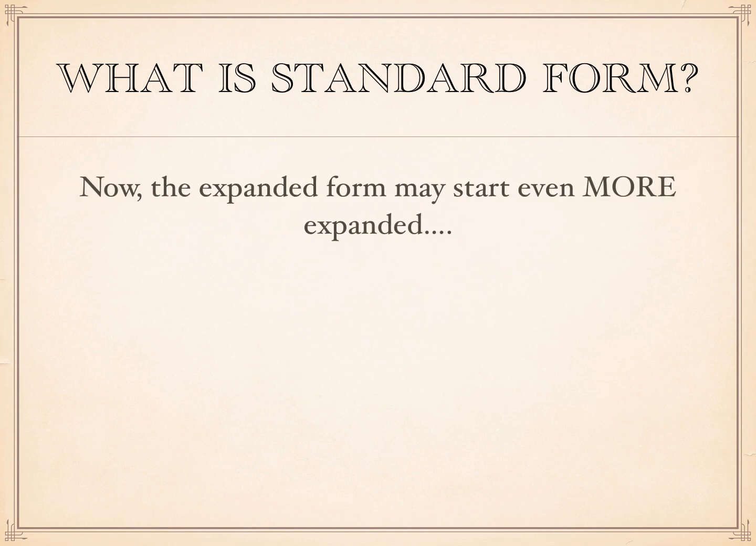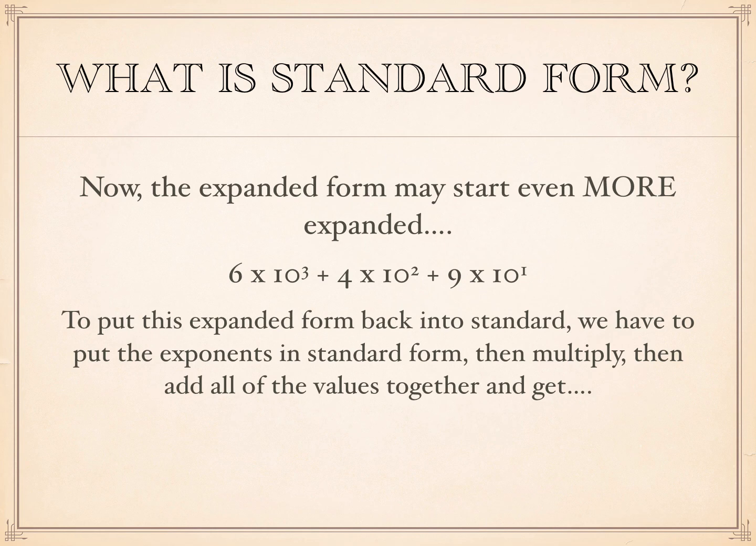Now, the expanded form may start even more expanded. What I mean by that is they may not say 6 times 1,000. They may say 6 times 10 to the third, plus 4 times 10 to the second instead of 4 times 100, plus 9 times 10 to the first instead of saying 9 times 10. To put this expanded form back into standard, we have to put the exponents in standard form first, then multiply, then add the values together.